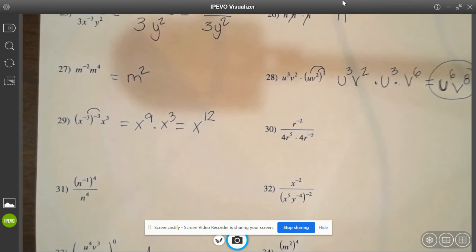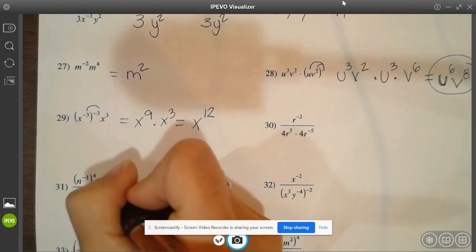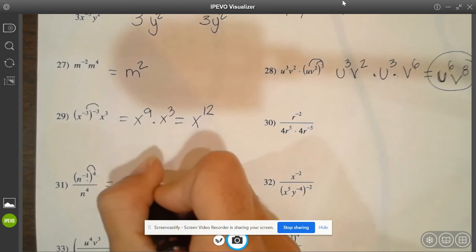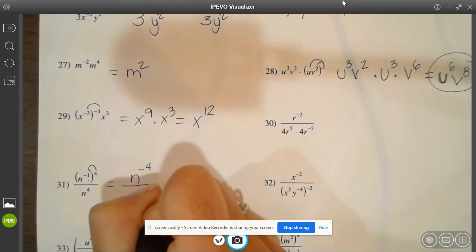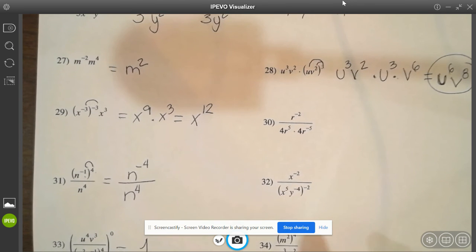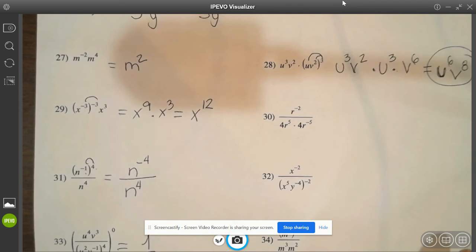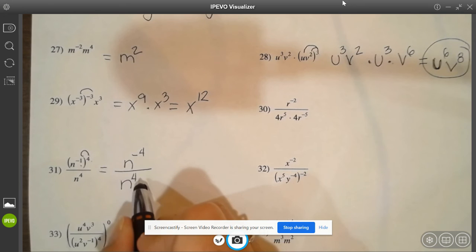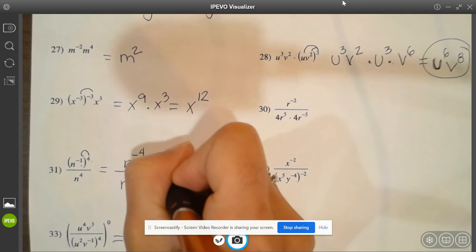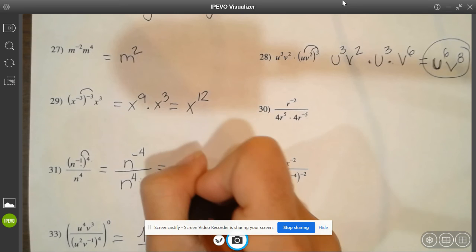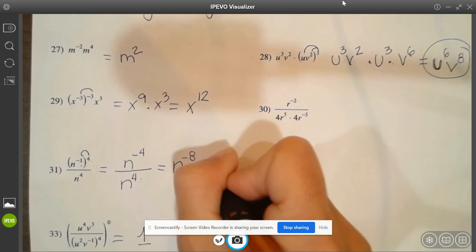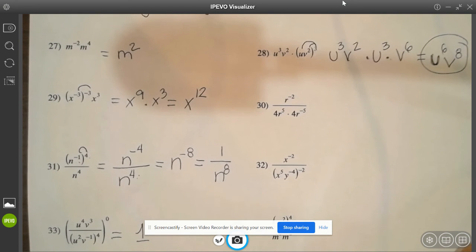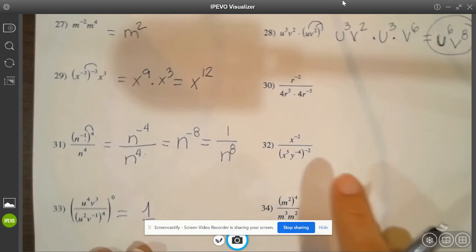You are simplifying expressions, right? All right, how about this one? Remember, you have to distribute first, so that's n, and -1 times 4, that's -4, and then over n to the 4th power. You're subtracting here because you're applying the division rule, the quotient rule, right? That's negative 4 minus 4. So you get negative 8. And then you are bringing it down like that. Okay, under 1.